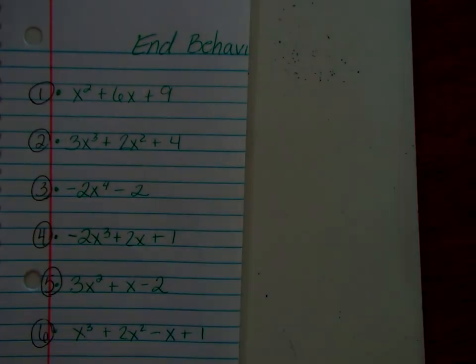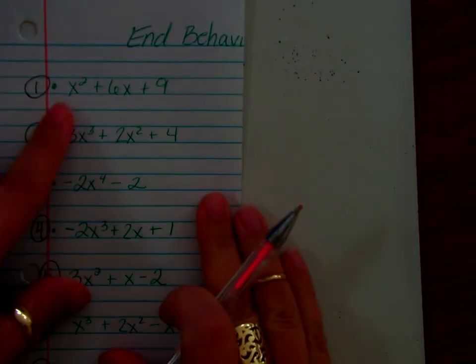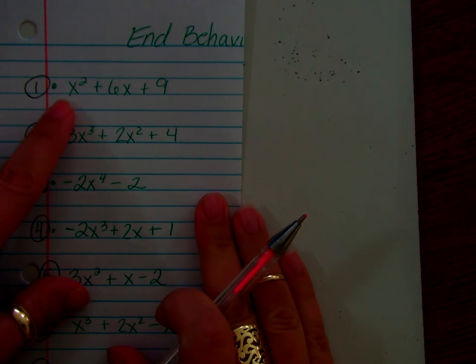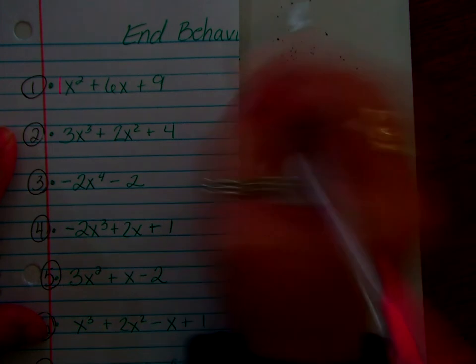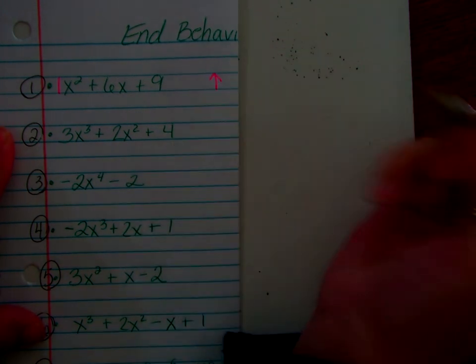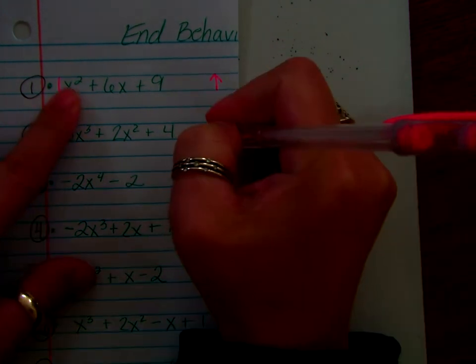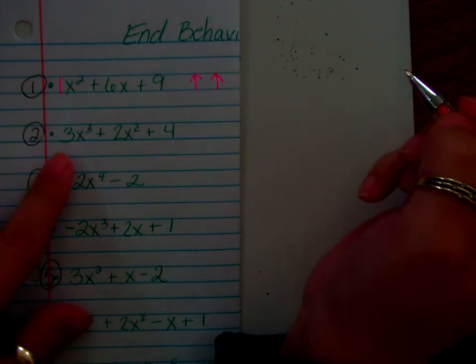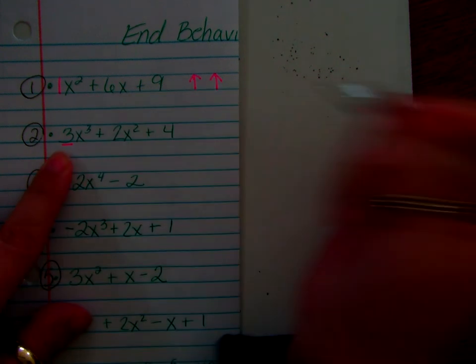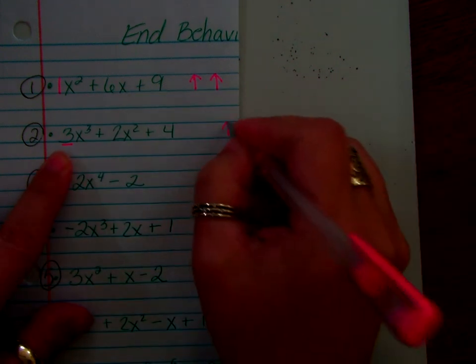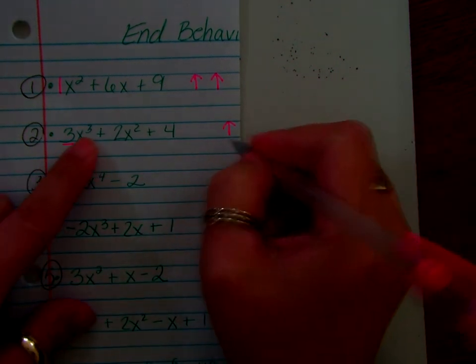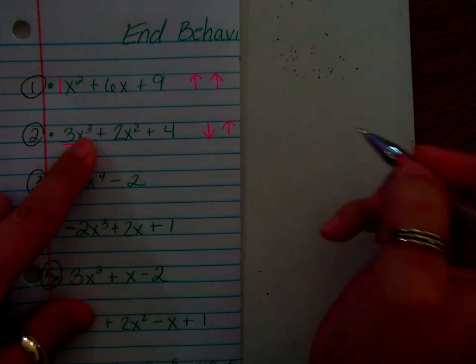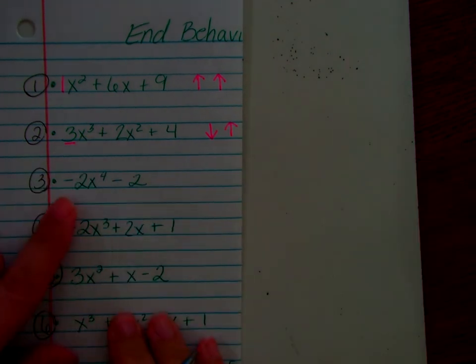Let me do this in pink. All right, so for number 1, leading coefficient, okay? We don't write it, but the leading coefficient here is 1, so it's positive. So the right side of my graph is going up. Then I look at my degree. It's an even, so I know the left is doing the same thing. Here, my leading coefficient is positive, so the right goes up. Then I look at my degree. It's odd, so I know the left goes the opposite way. Think about opposite starts with an O. Odd starts with an O.